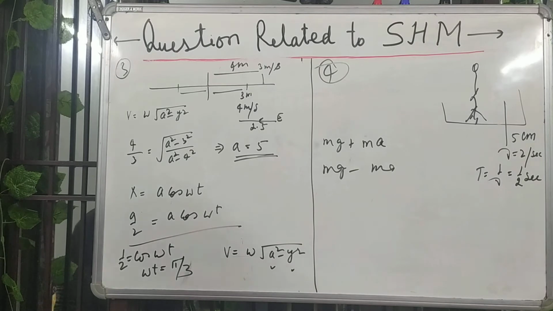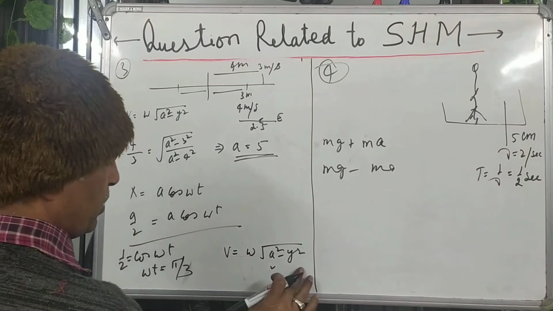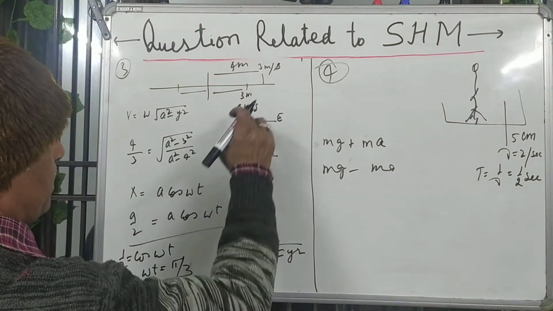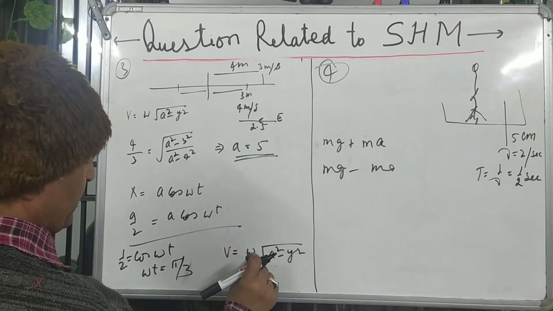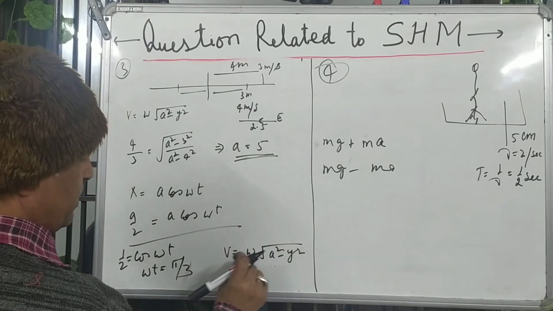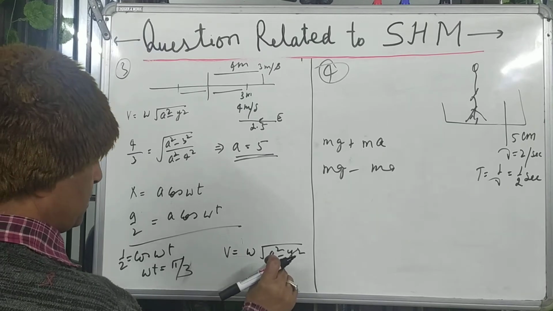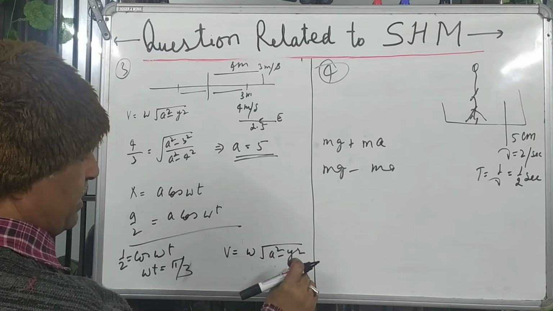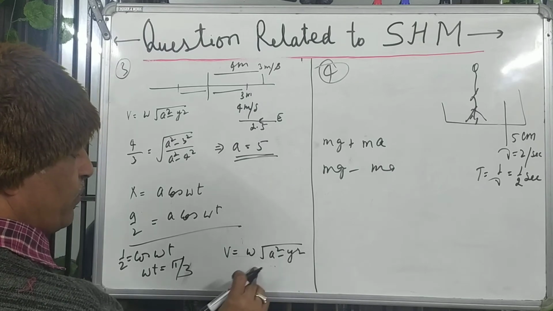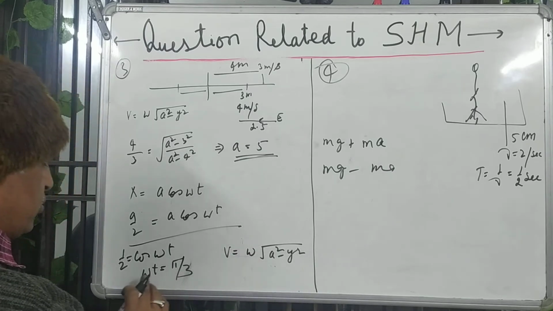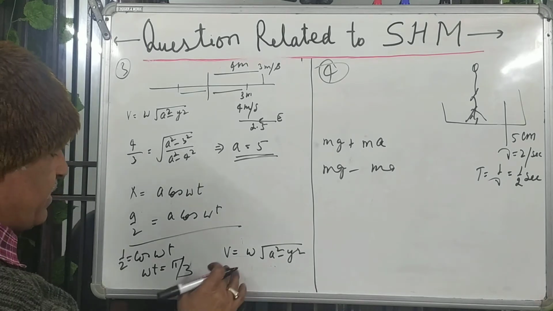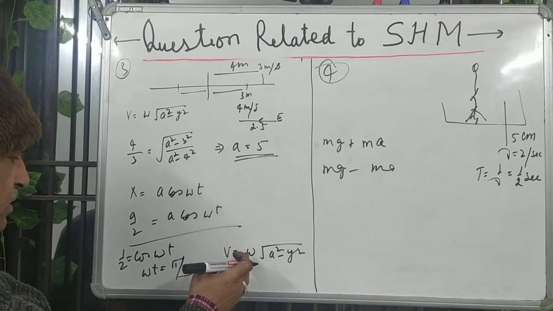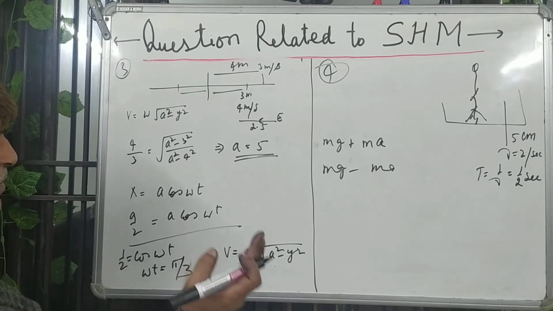You can find omega. If velocity is 4 and displacement is 3, substitute over here: velocity 4, amplitude 5, and displacement 3, and you will find omega. Substitute this omega value and you will find t. From this equation you will find omega, and substituting the omega value, you will find t.